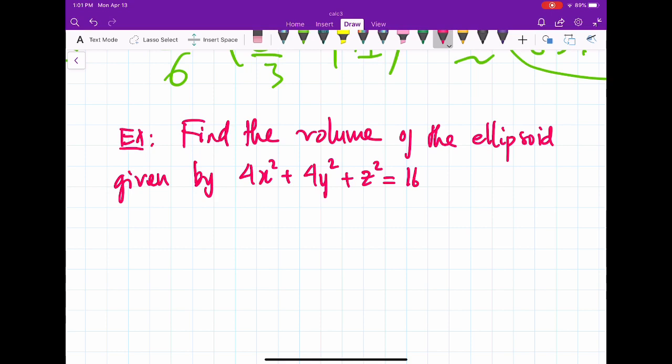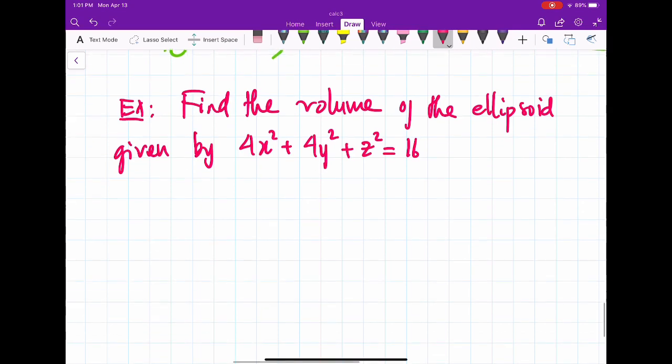In the following example, we will use a triple integral to find the volume of the ellipsoid given by 4x squared plus 4y squared plus z squared equal to 16. Of course, we can use a double integral to do this. Makes sense? But now we want to write a triple integral that gives us the volume of this solid region.